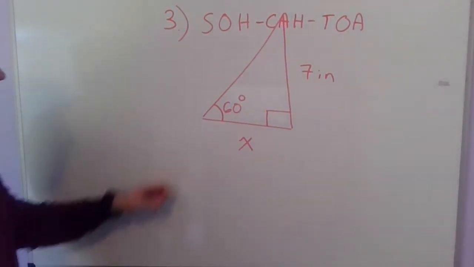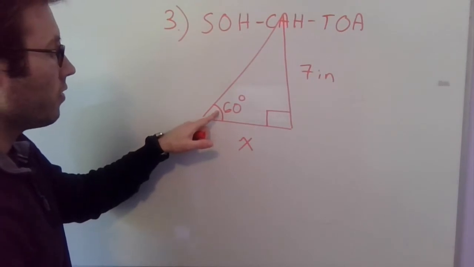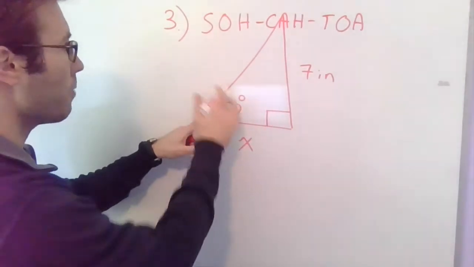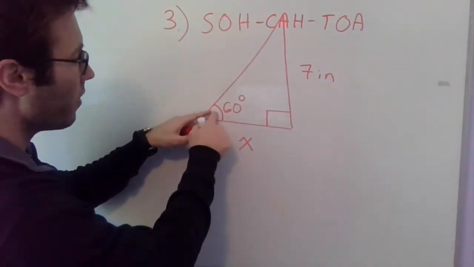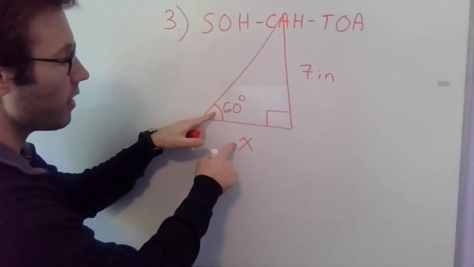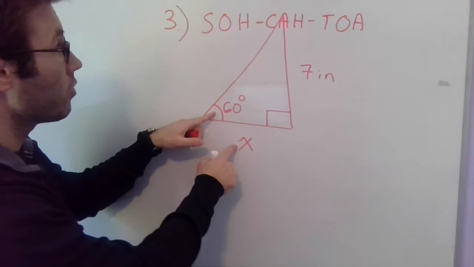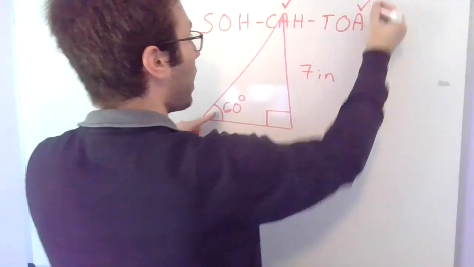All right, so you look at this angle here. There's 60 degrees right here. Looking in reference to this angle, I don't have the hypotenuse. That's not given. I see this side right here. This is the side that it's attached to. The side that it's attached to, that's my adjacent side. So I look above and I see there's my A right there.